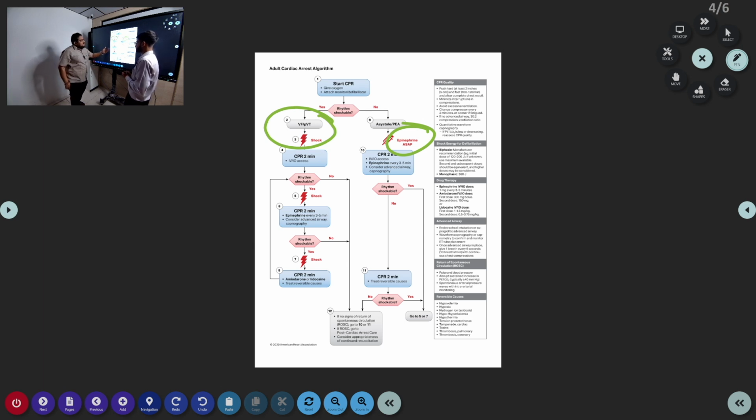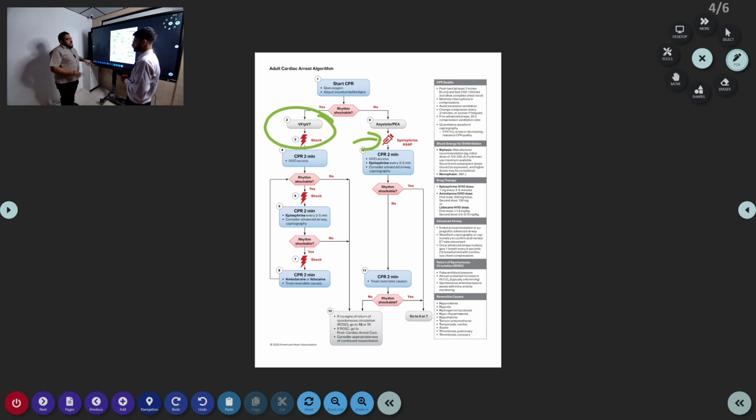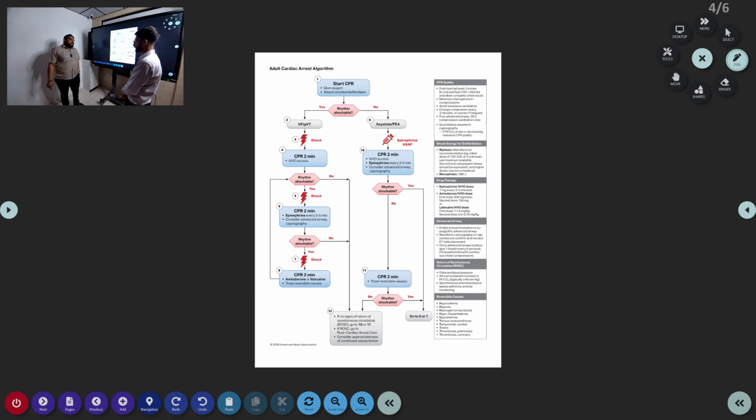So that is the first drug that you need to administer whenever you are having a patient with asystole or a PEA. Then what else? You have to continue the CPR, and after 2 minutes, the rescuers can interchange. And you need to continue doing CPR, and every 3 to 5 minutes you need to repeat.